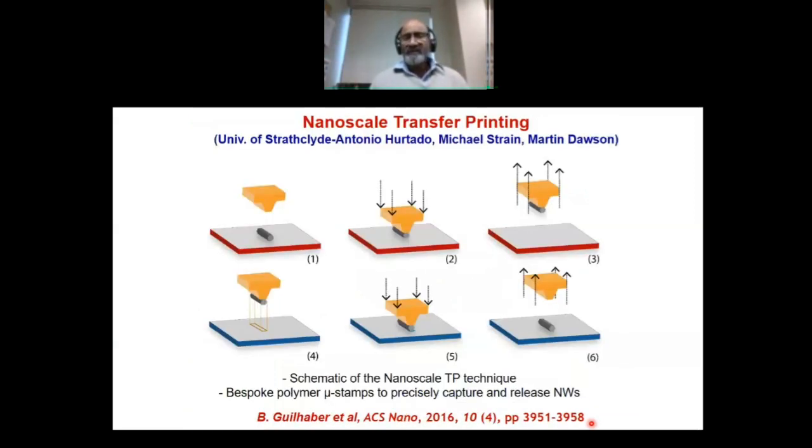So this is a collaborative work with my colleagues at the University of Strathclyde, Professor Martin Dawson, Professor Michael Stein, and Professor Antonio Hurtado. They developed a technique called the nanoscale transfer printing technique. What they can do is come with a PDMS stamp, pick up the nanowires, and then drop them wherever you need to drop them. Thereby you can precisely locate these nanowires wherever you want. Again, research fellow Dr. Ben Gulhaber has spent a lot of time optimizing this particular technique.